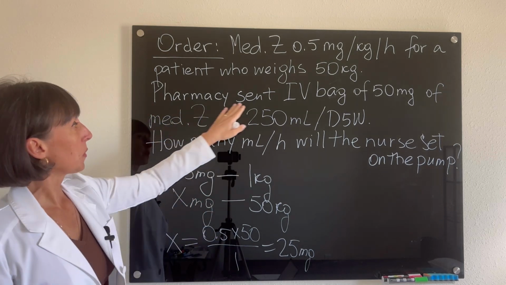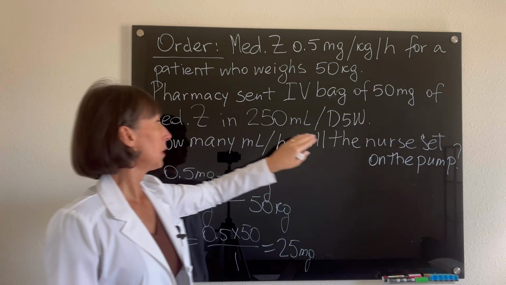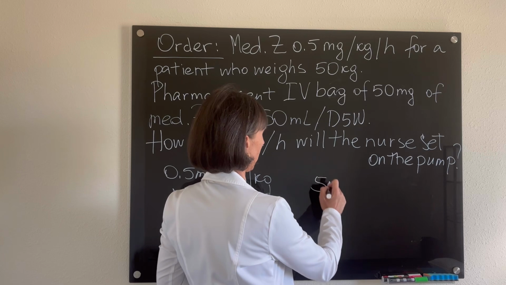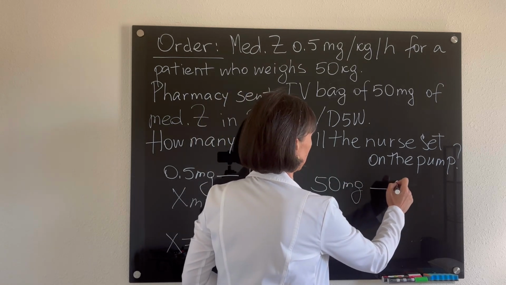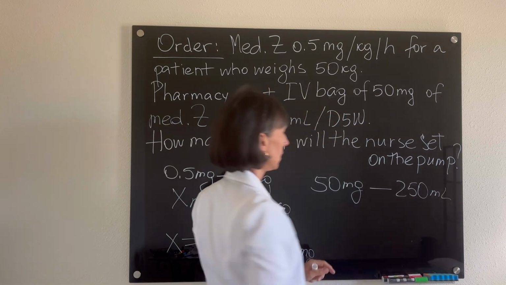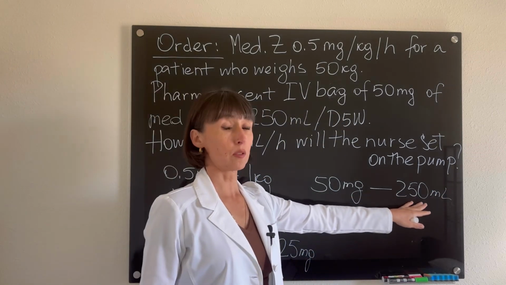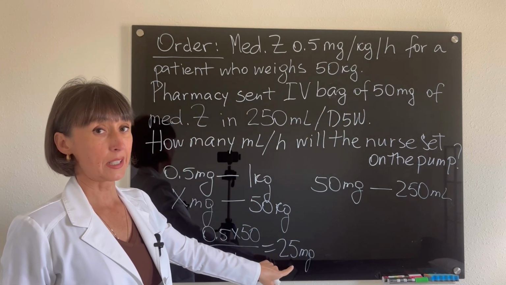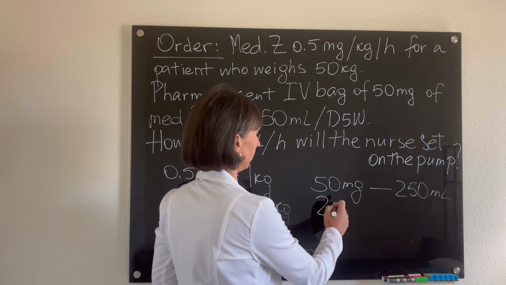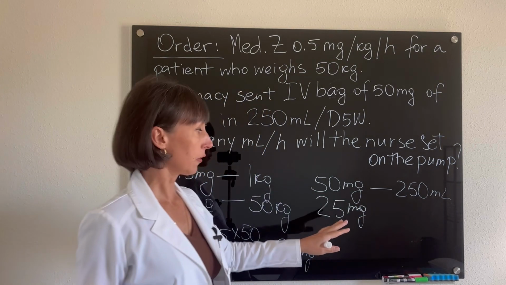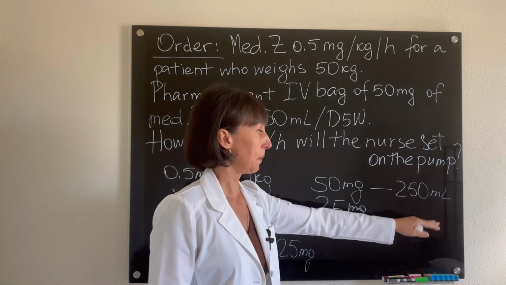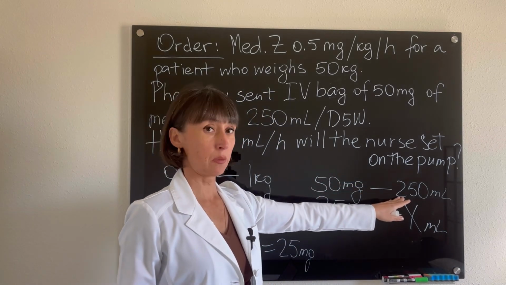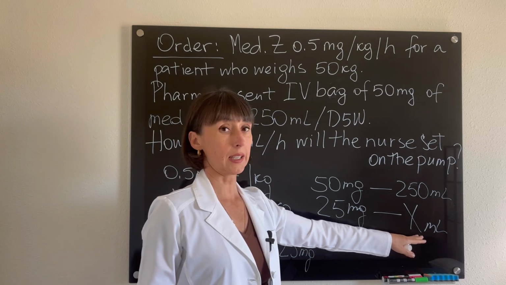Let's take a look. Pharmacy sent us an IV bag of 50 milligrams in 250 milliliters. So let's set it up this way. 50 milligrams is 250 milliliters. That's what we received from pharmacy. We need to administer 25 milligrams. And again, I'm carefully placing my milligrams on the milligrams, and I'm going to put my milliliters on the milliliters. 50 milligrams is 250 milliliters, 25 milligrams is X milliliters.